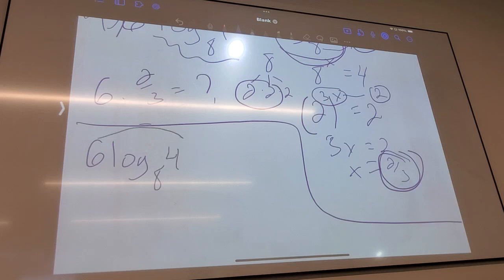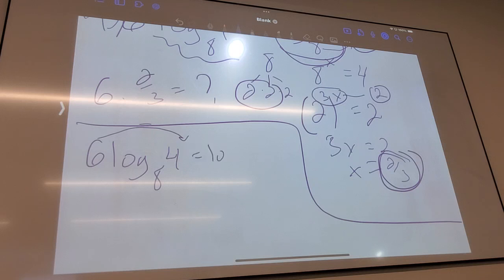See, the 6 can come back up, yes? That's undoing that property of logarithms. Undoing the property of logarithms that a power on the inside can come down. I'm just going to put it back up.